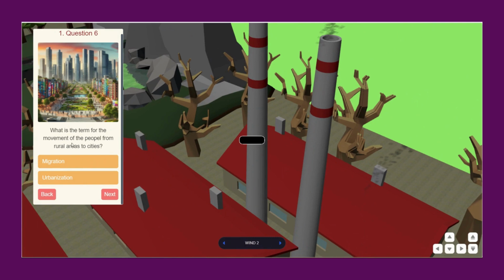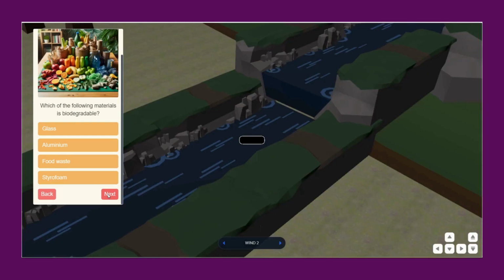What is the term for the movement of people from rural areas to cities? It is urbanization. Which of the following materials is biodegradable? Glass, aluminum, waste, styrofoam. Biodegradable, of course it is. Yes.